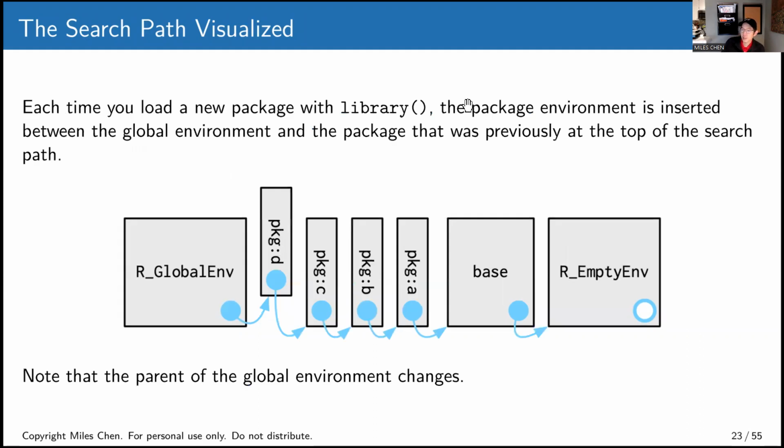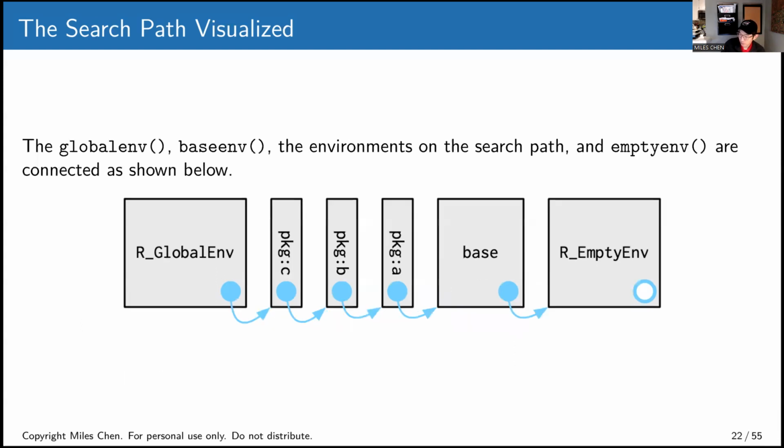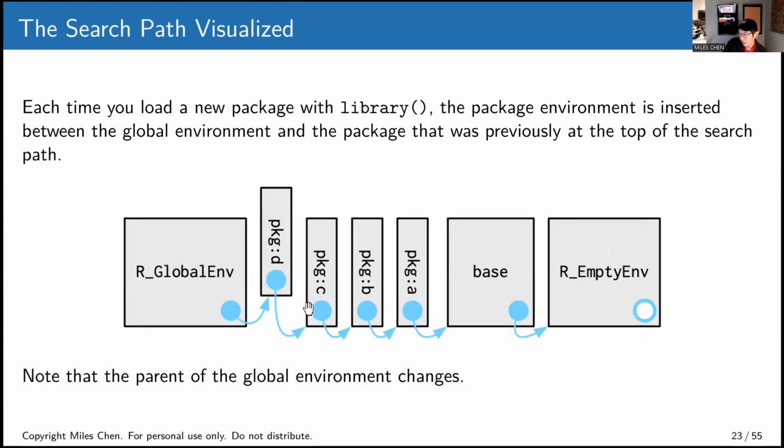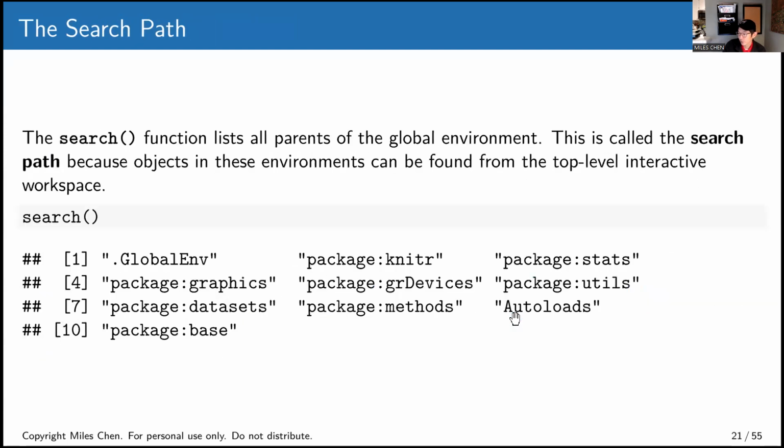Okay, and so if you load a new package with library, that package environment is inserted between the global environment and the package that was previously at the top. So over here, if we have packages A, B, C and then we load a new package with library, D, then it gets inserted here, and the parent of the global environment is now D. The parent of D is C, and then C's parent is B, going to A up to base. And again, this is all shown in the search path, showing you all of the packages that get loaded.